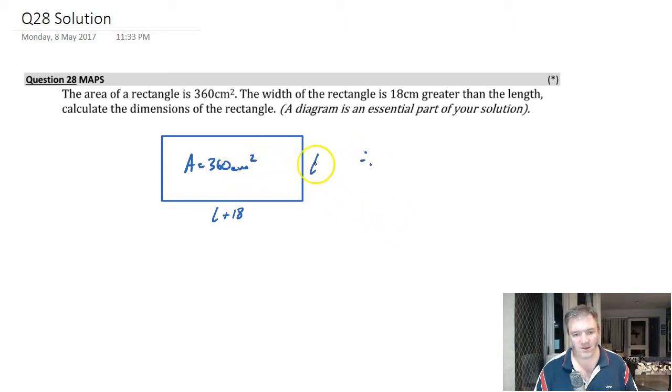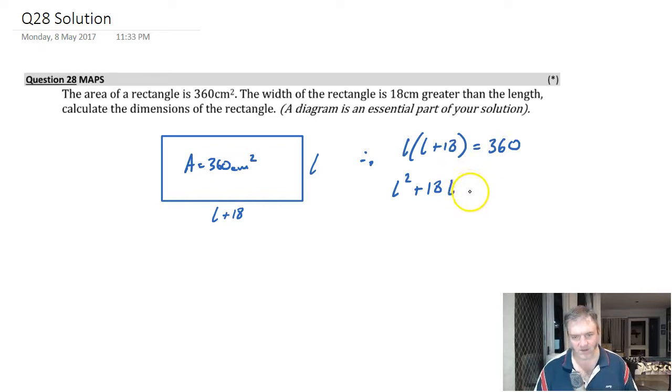Using my area calculation, because I've defined this side as L and the other side as L plus 18, I can go to length by width, which is L multiplied by L plus 18, and that is going to equal 360. This is going to be a quadratic, isn't it? Let's have a look. Expand the bracket. I've got L squared plus 18L. I'm going to subtract the 360.